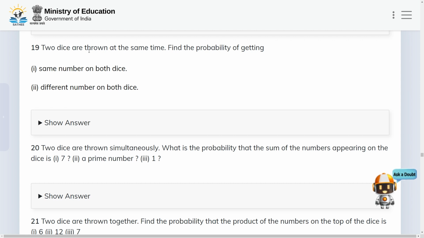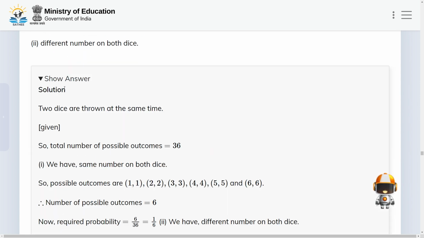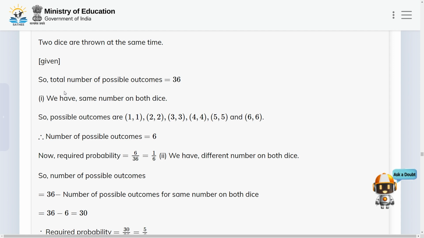Okay, so let us see the answer. So here two dice are thrown at the same time. So the total number of possible outcomes is equal to 36, and we have the same number on both sides.